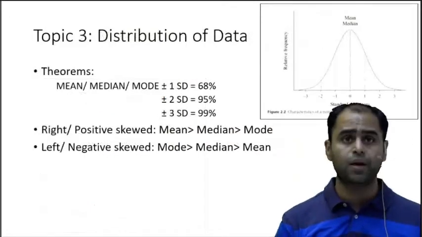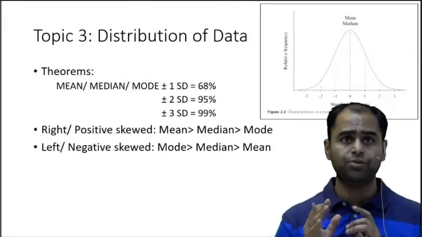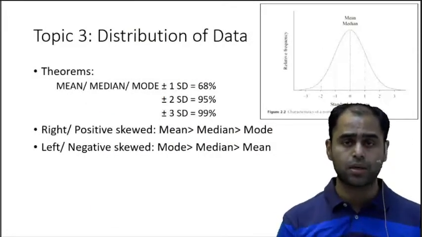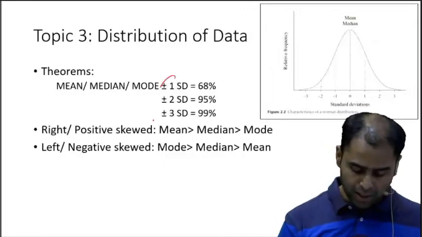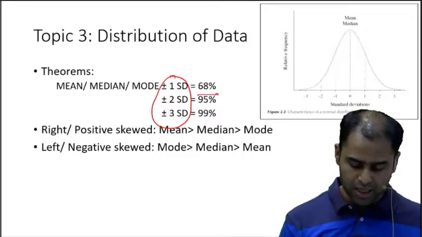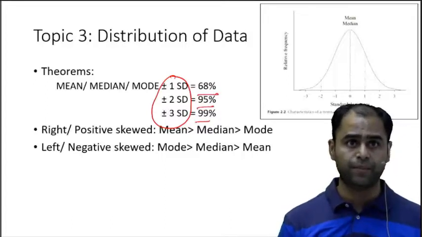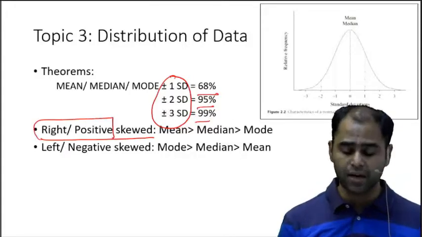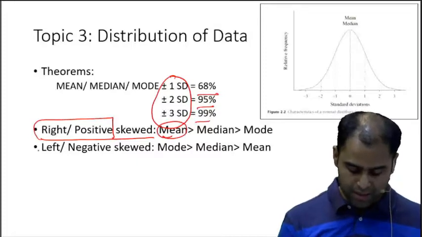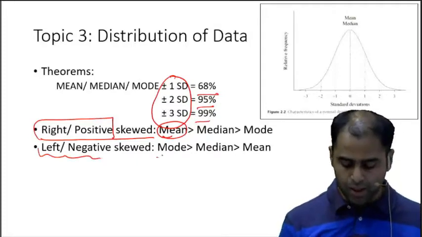Now, distribution of data. There are 3 theorems. You have to remember this. Mean or median or mode, plus minus 1, 2 and 3 SD, 68, 95 and 99. Now, if there is skewness, remember whichever side there is a skewness: if it is on the right side, mean will be on the right. If it is on the left side, mean will be on the left.